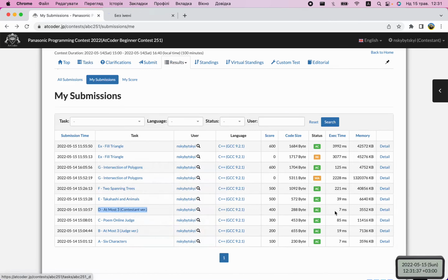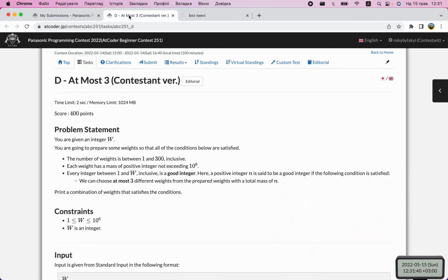In problem D, similar to problem B, but this time we had a weight limit w, and we needed to find at most 300 weights such that every integer between 1 and w was representable, was good, representable with at most 3 different weights. Here you can see that w is at most 10 to the 6, and naturally it doesn't make sense to introduce w at all. Because if you can cover 1 to 10 to the 6, then you can cover 1 to w for every w. So obviously the problem just asks to cover 1 to 10 to the 6 with 300 different values.